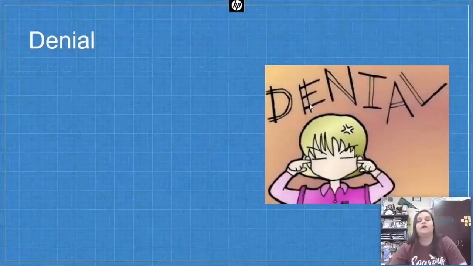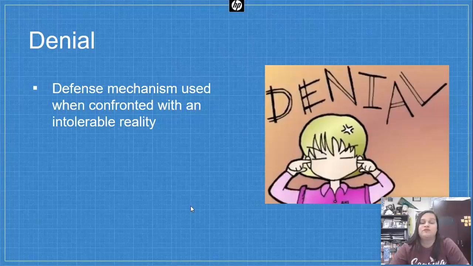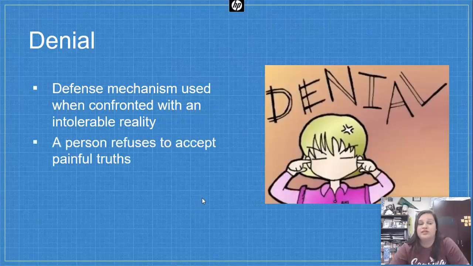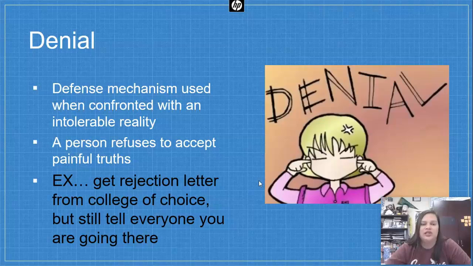Denial is pretty much what it sounds like, the defense mechanism used when you're confronted with an intolerable reality, so you refuse to accept those painful truths. Maybe you get rejected from the college of your choice, but you're in denial, and you continue to tell everyone that you're going there. Maybe you've learned of some kind of painful information.